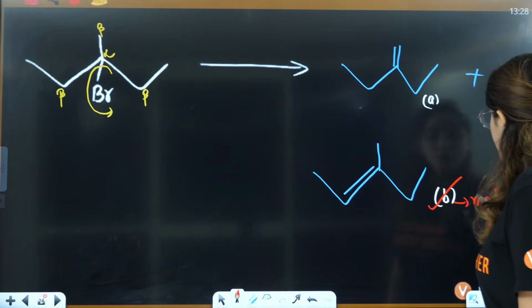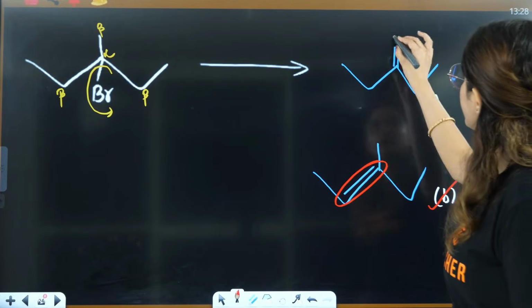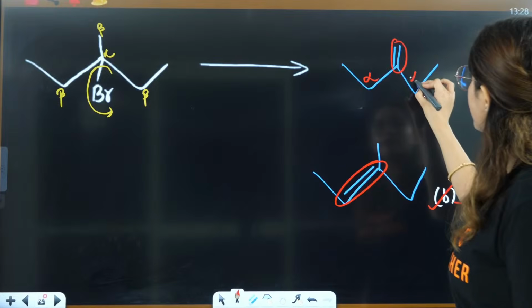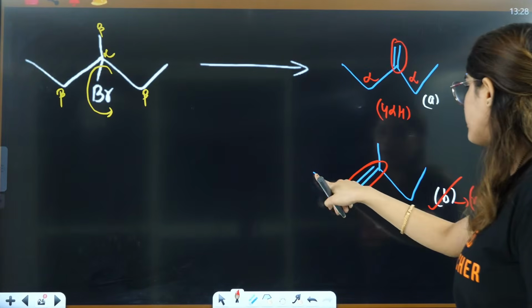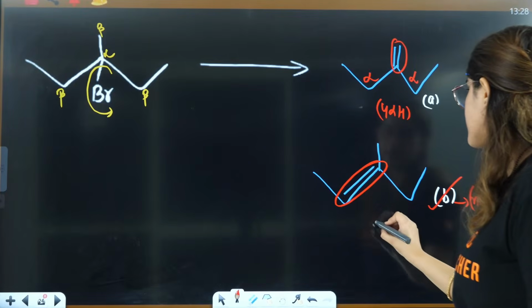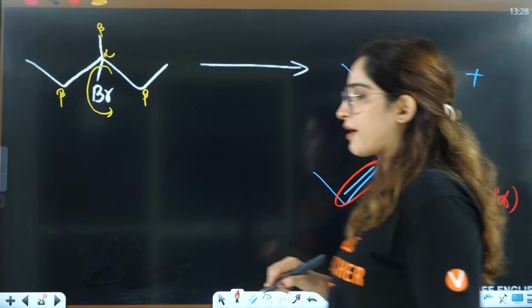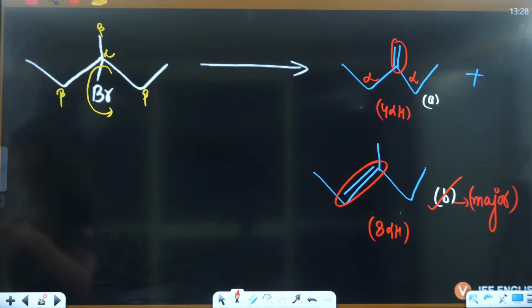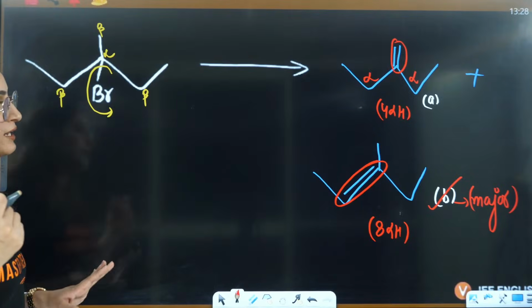If you are not able to see from the alkyl part, just see the alpha hydrogen. This is the double bond. Here this is alpha, this is alpha. Here you will have 4 alpha hydrogens. Here you will have 3, 4, 5, 6, 7, 8, so 8 alpha hydrogens. So this is going to be the major product. You should know how to see the alkyl part here, the one which has the more substituted alkyl group. Okay?